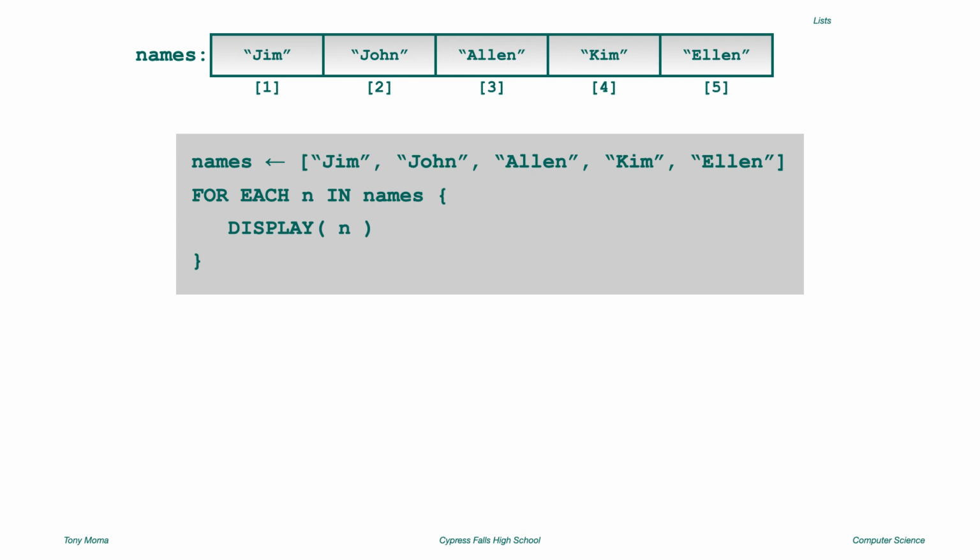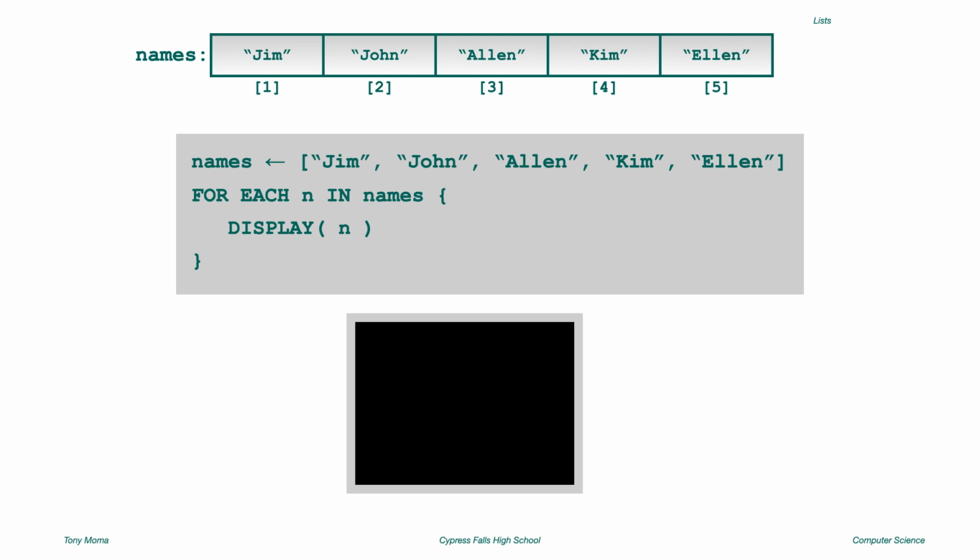So, if I were to run this pseudocode on an imaginary computer, what this pseudocode would output is first the first value in the list, which is Jim, then the second value in the list, then the third value, then the fourth value, then the fifth value.